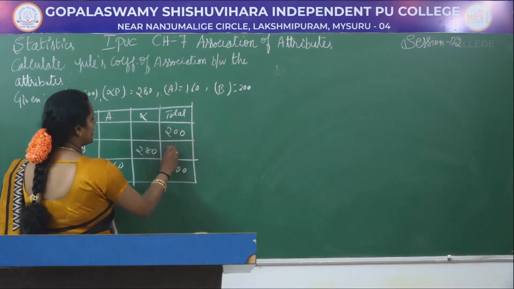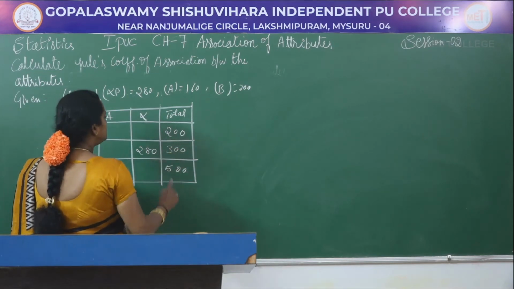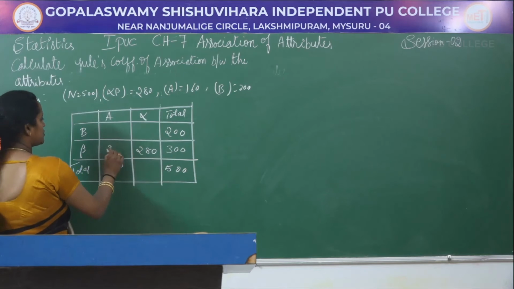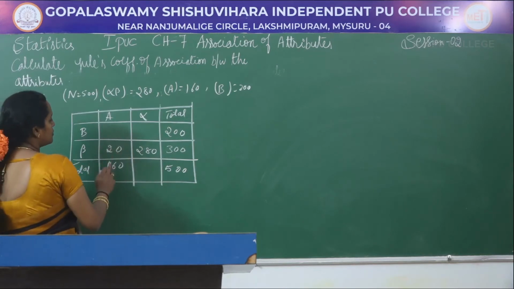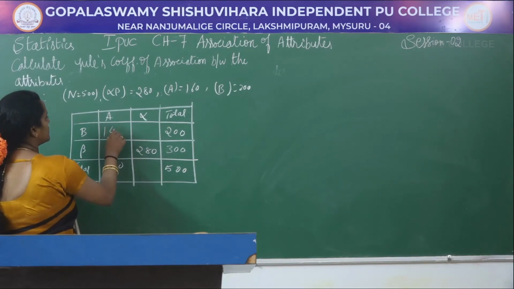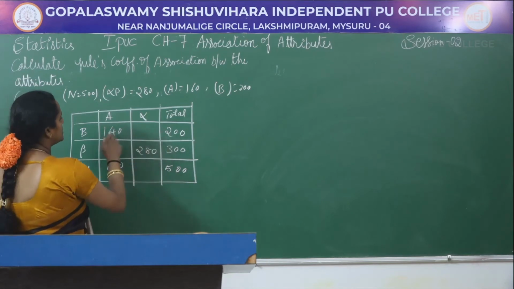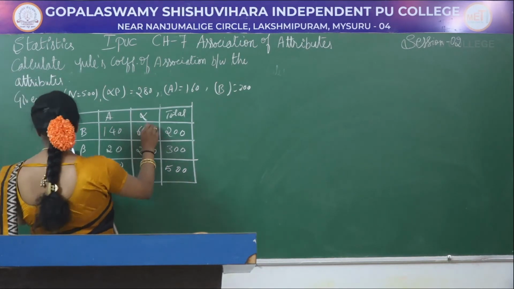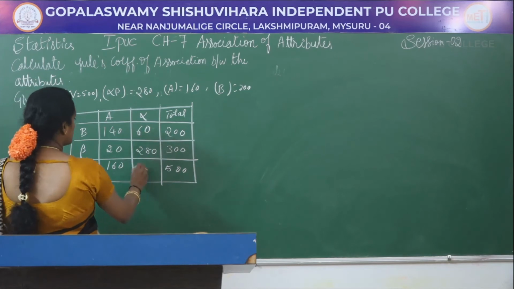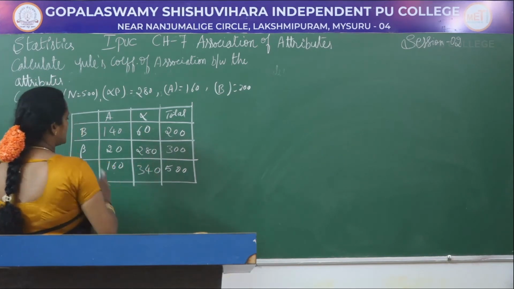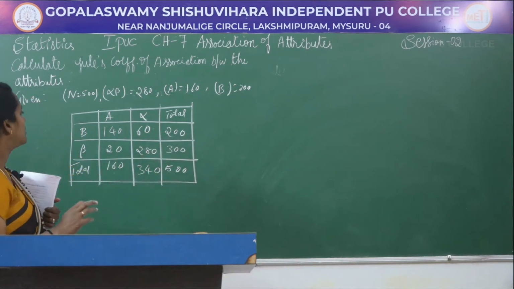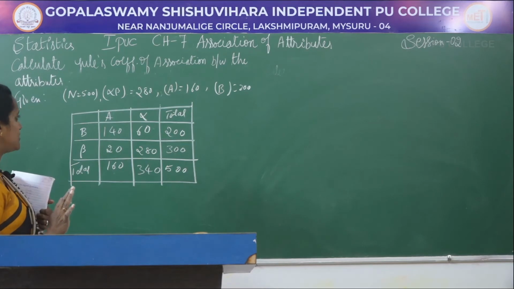500 minus 200, it is 300. 300 minus 280, it is 20. 160 minus 20, it is 140. 200 minus 140 is 60. If you add these two, it will be 340. Now we have completed this table.